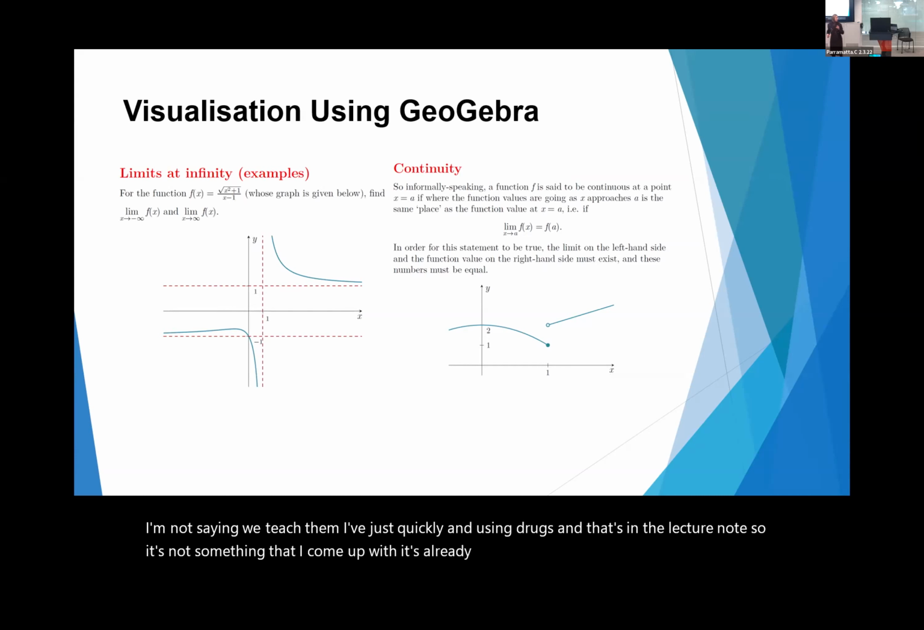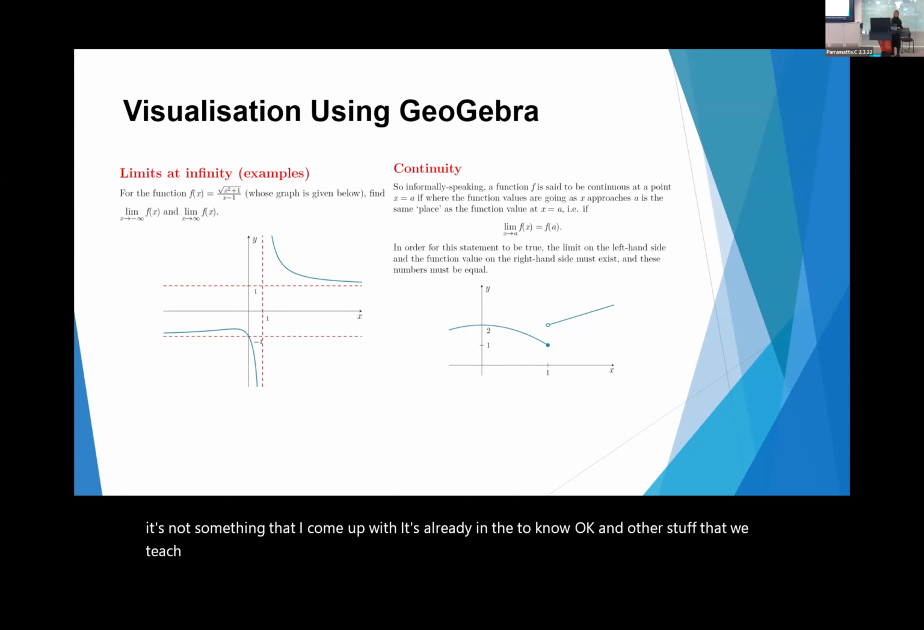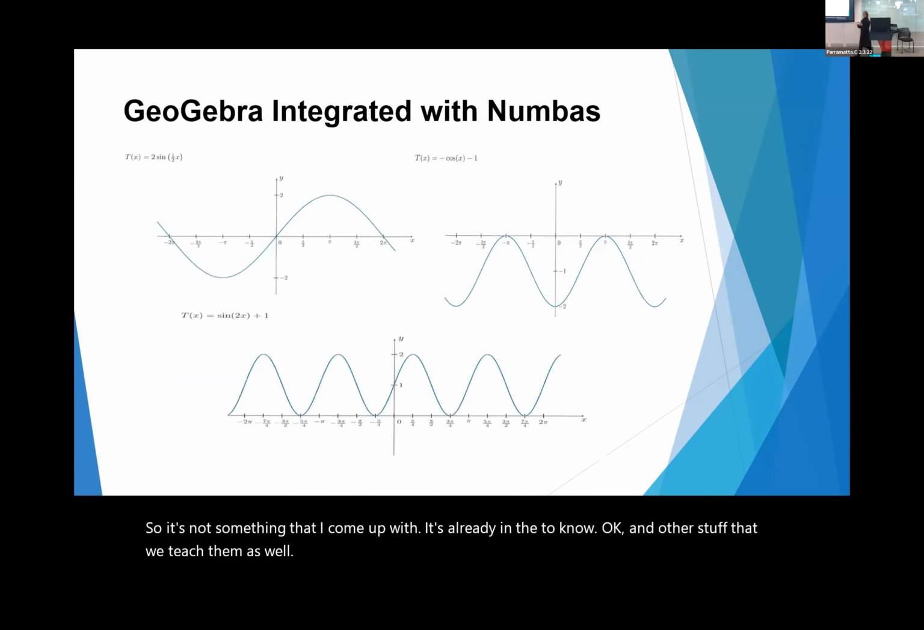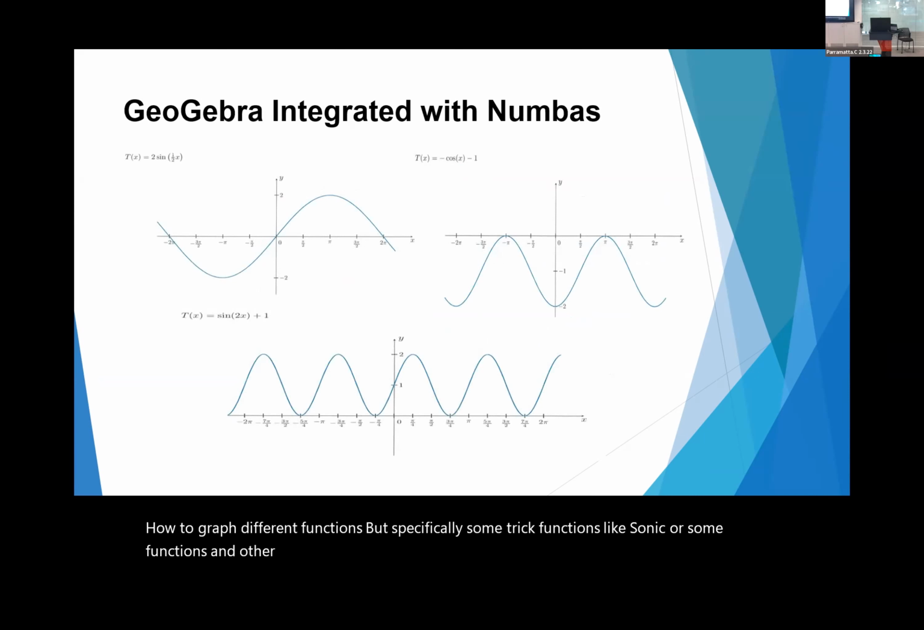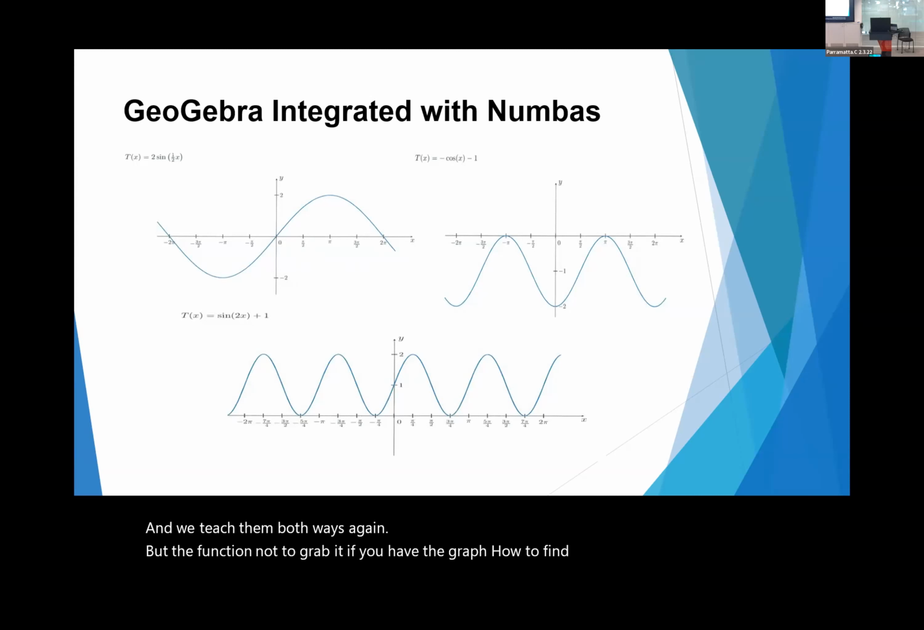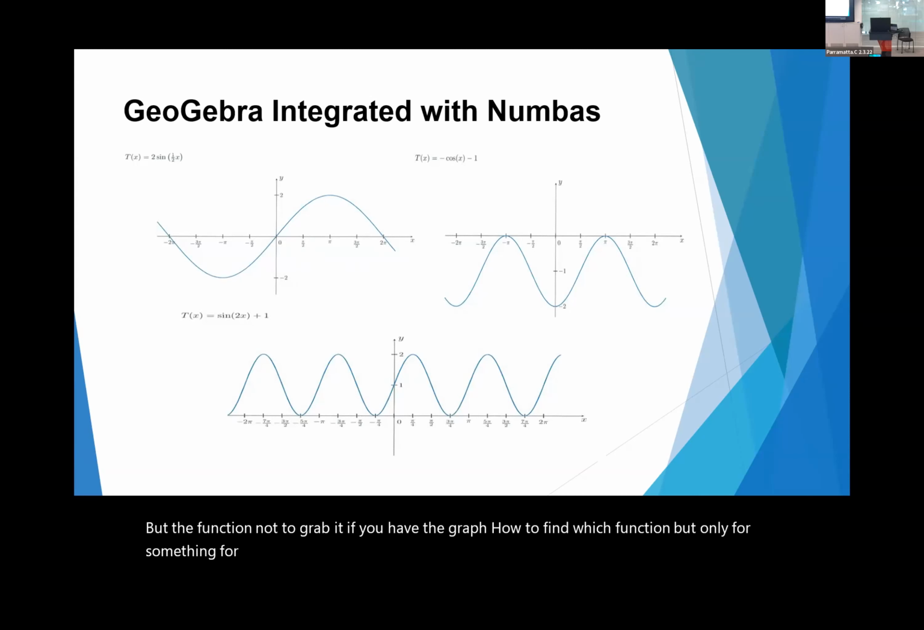Okay, and other stuff that we teach them as well, how to graph different functions, but specifically some trig functions like sine and cosine functions and other functions. And we teach them in general what happens if you multiply a function by a number, if you add, subtract, or if you multiply the independent variable by a number, what happens? And we teach them both ways again. If you have the function, how to graph it. If you have the graph, how to find which function, but only for sine and cosine in the other direction, right?